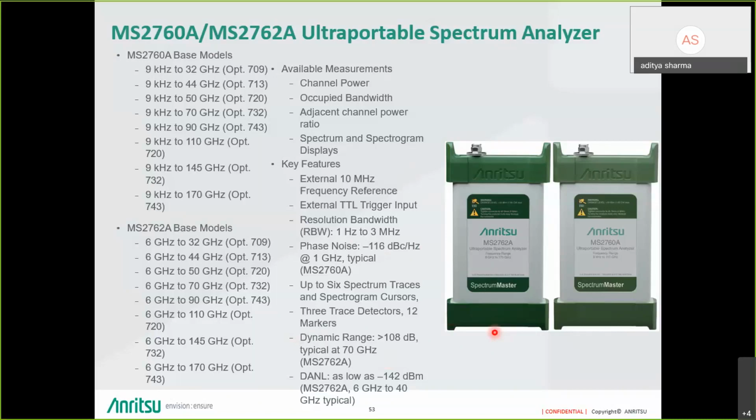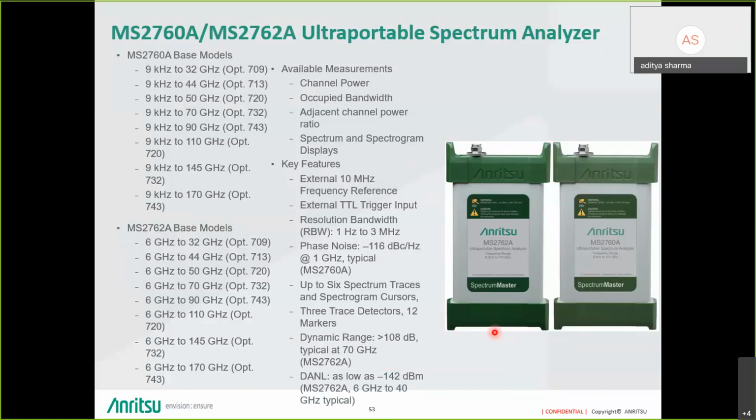If I talk about the measurement, what it can do, it's a simple spectrum analyzer. It can do the rest of the measurements which we talked about, like channel power, occupied bandwidth, adjacent channel power ratio, spectrum and spectrogram display is also there. If I talk about key features, first is the form factor. It's very small as compared to what we get in the industry. If I talk about a 110 gigahertz or 145 gigahertz spectrum analyzer, it will be a huge, bulky spectrum analyzer.